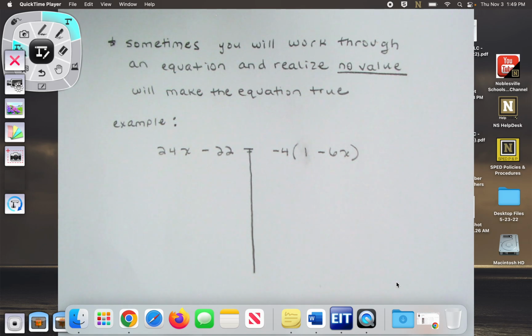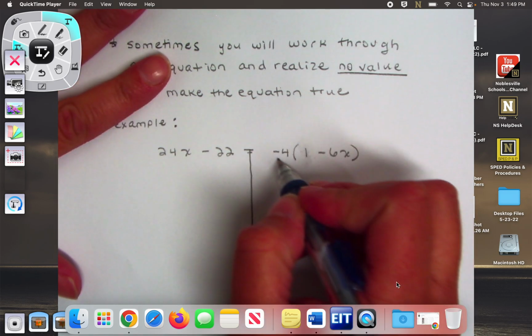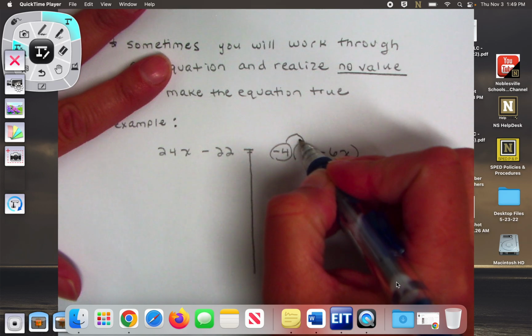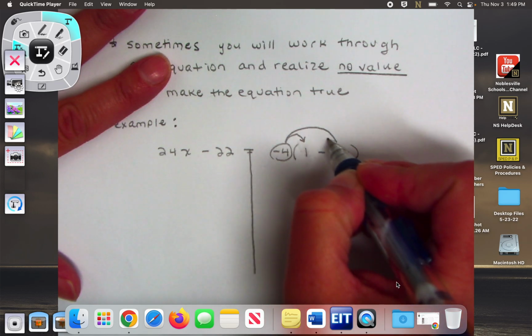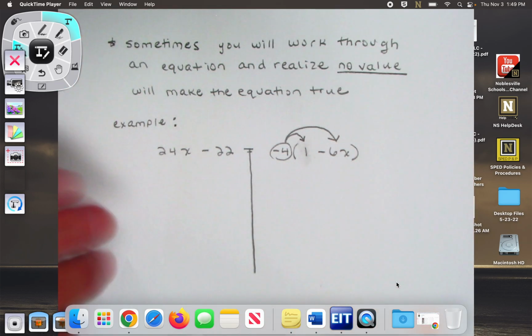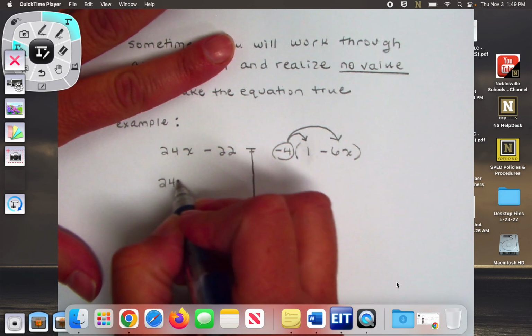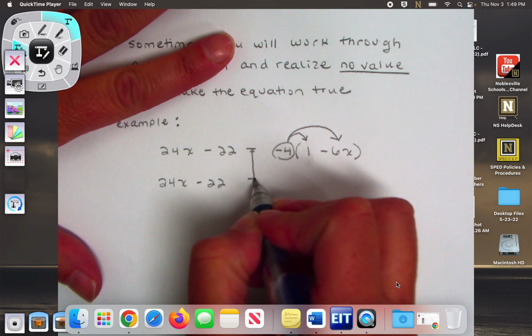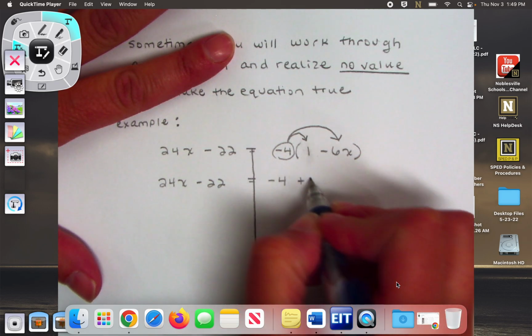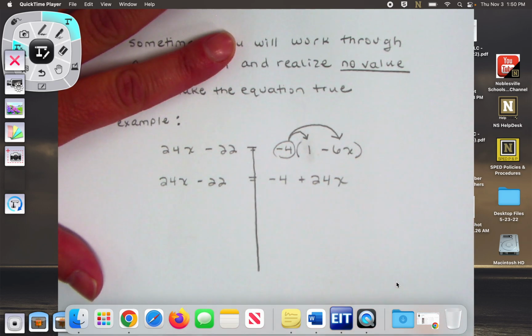Yes. Sure. How do we know that? Because the -4, like parentheses. Yep. The parentheses tell us we need to multiply this -4 times these 2 values inside. So I'm going to leave the 24x minus 22 equals -4 plus 24x.